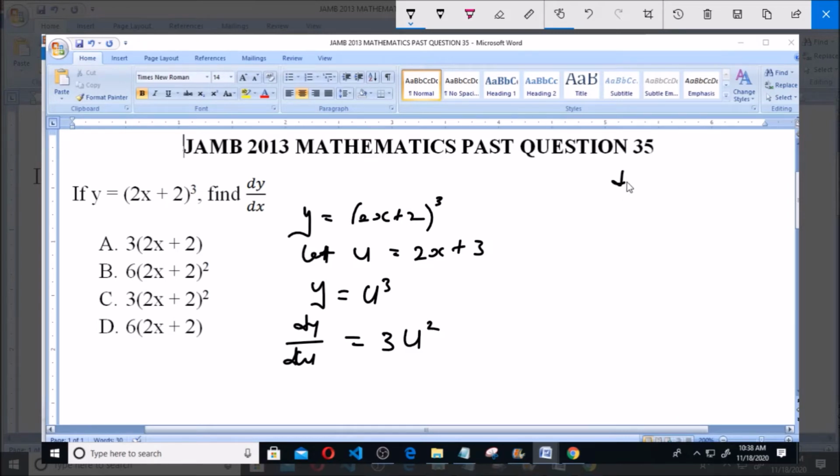Remember, when you have dy/dx of x raised to the power of n, that's equals to n times x raised to the power of n minus 1. So we have 3u, then 3 minus 1 gives us 2.